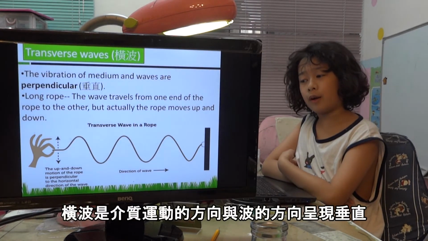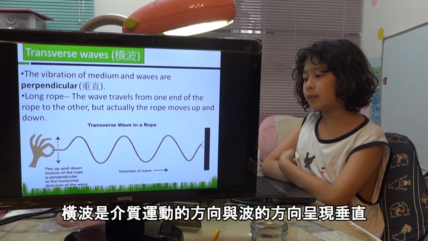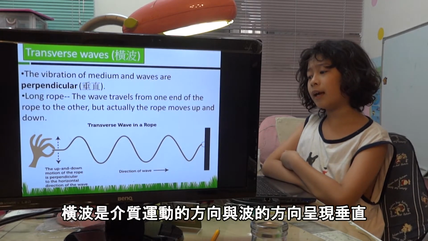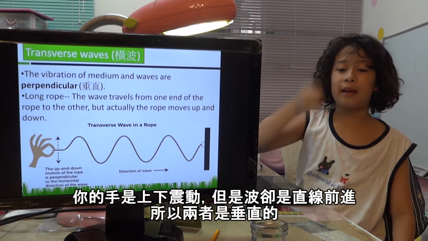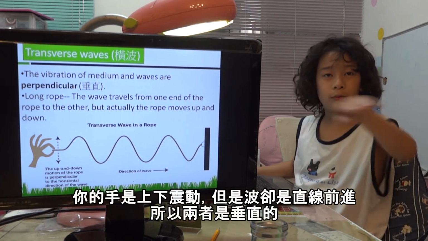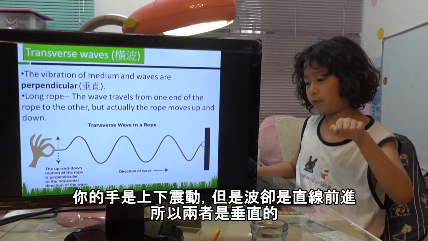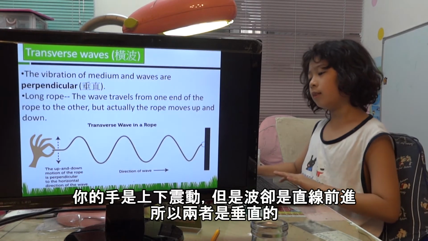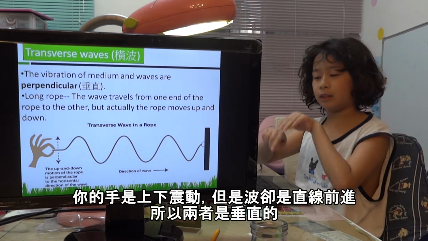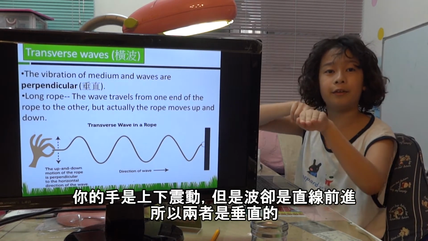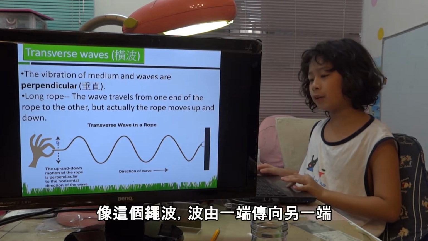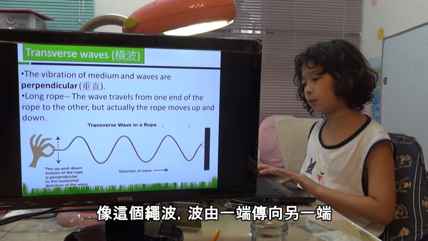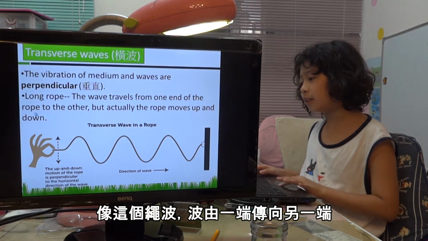What is transverse wave? In a transverse wave, the vibration of the medium and the wave are perpendicular. Your hand just moves up and down, but your wave goes forward in that direction, so they are perpendicular. This and this are perpendicular, right? Like a long rope, your hand moves up and down, and the wave travels from this end to the other end.